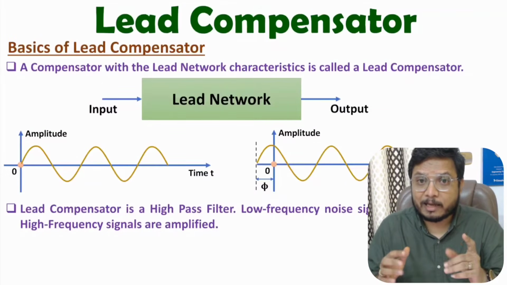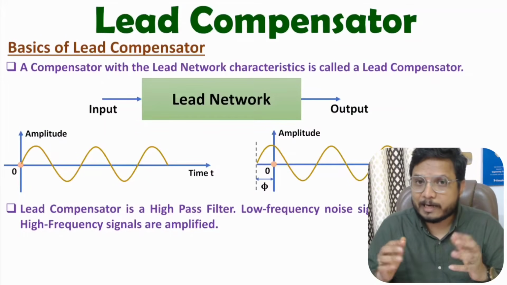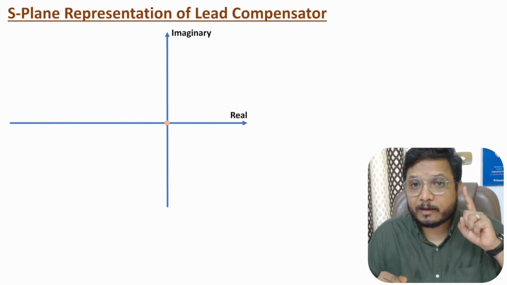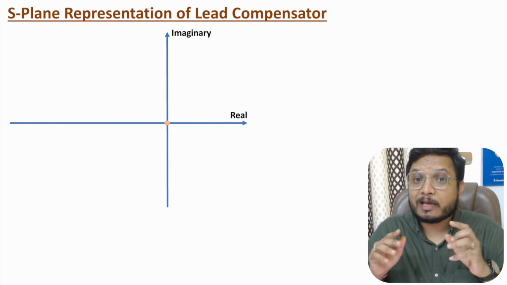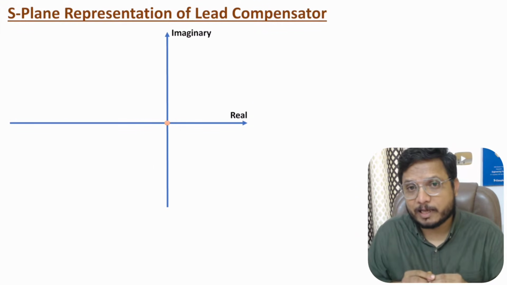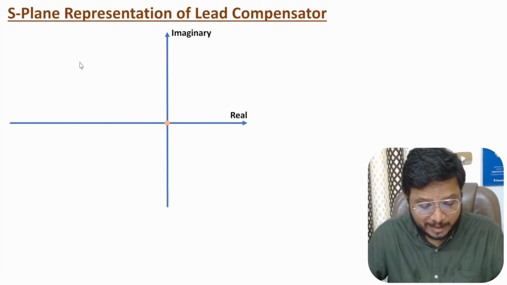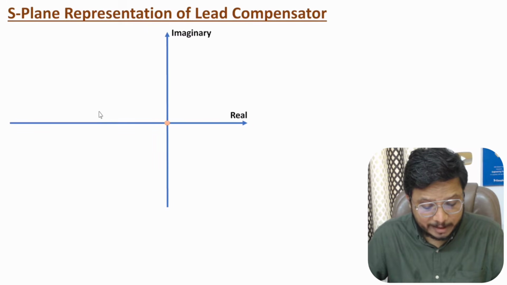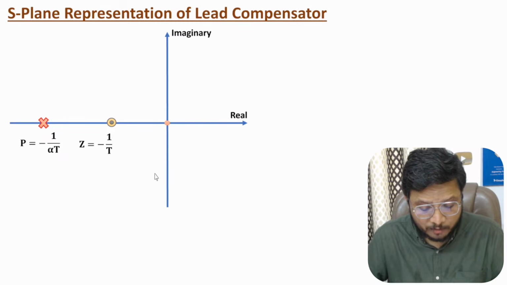Now, I'll explain S-plane representation of lead compensator. To design lead compensator, we need to add one pole and one zero in left half plane of S-plane. If you observe, here we have S-plane, where with horizontal axis we have real value and with vertical axis we have imaginary value. This is left half plane of S-plane. To design lead compensator, we need to add one pole and one zero in left half plane of S-plane.